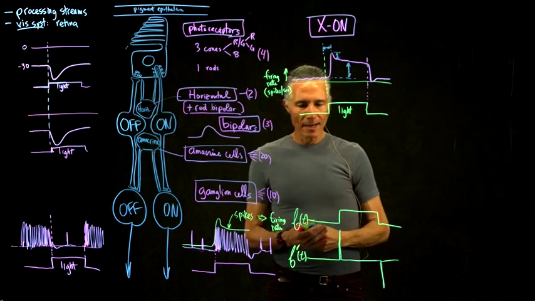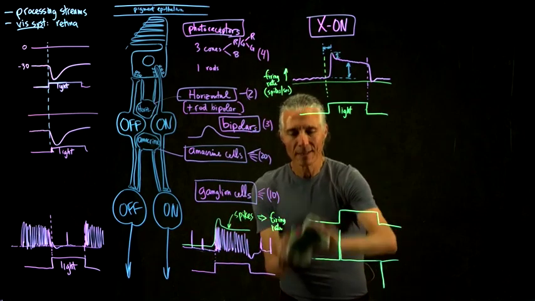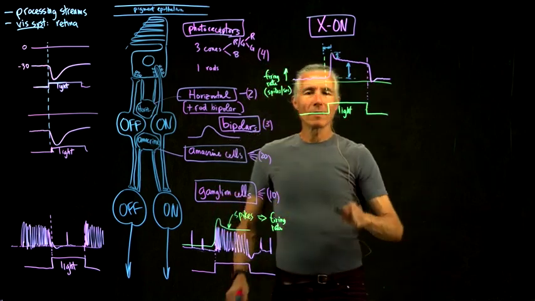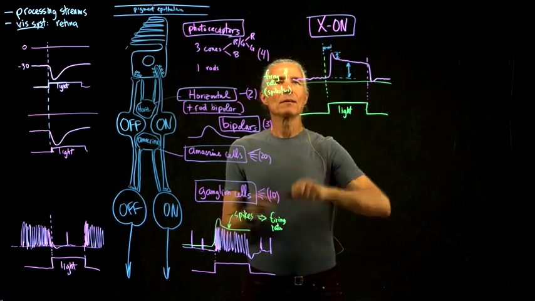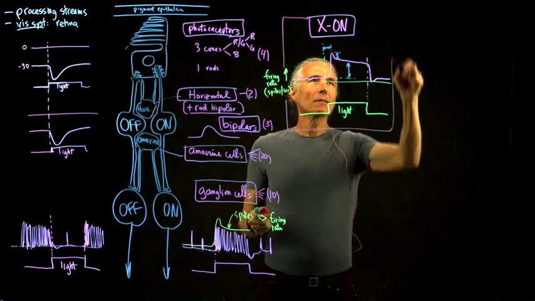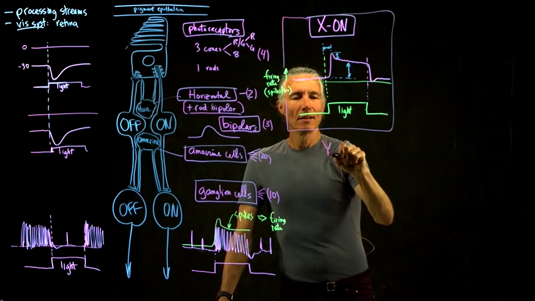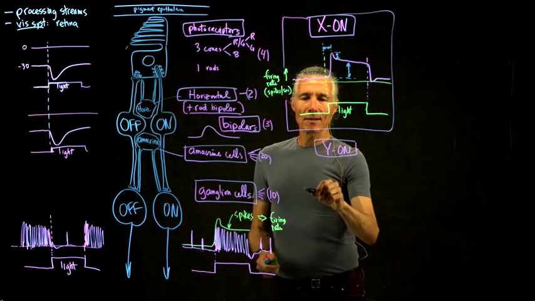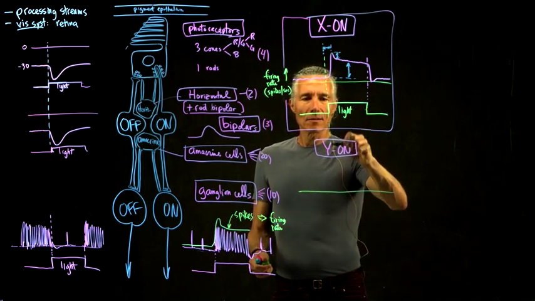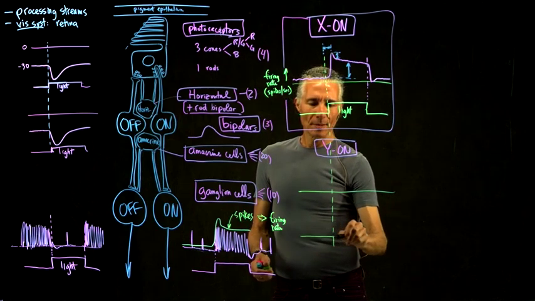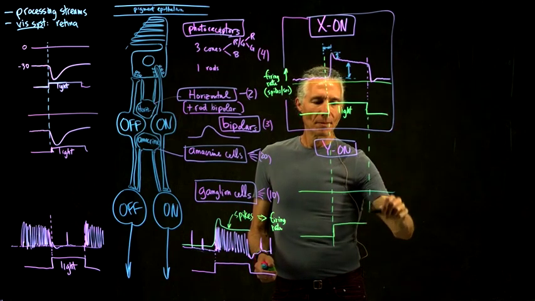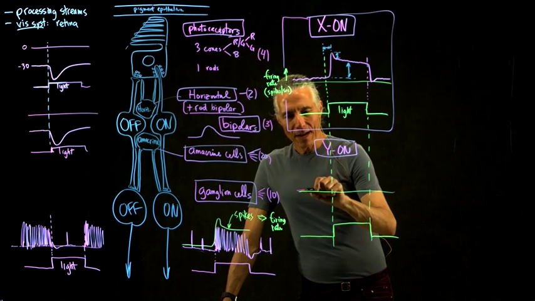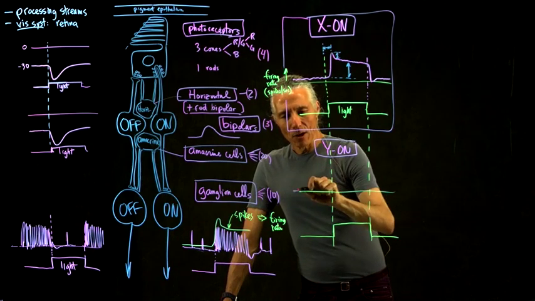So that was a sustained version of an on cell. That's X on, so here's X on. Now let's look at Y on. The Y on cell is a transient version of that cell. What does that look like? Let's draw these lines all the way through. So here's the light coming on again, going off. What happens to the transient version of the cell, not surprisingly, is its background firing rate tends to be lower.